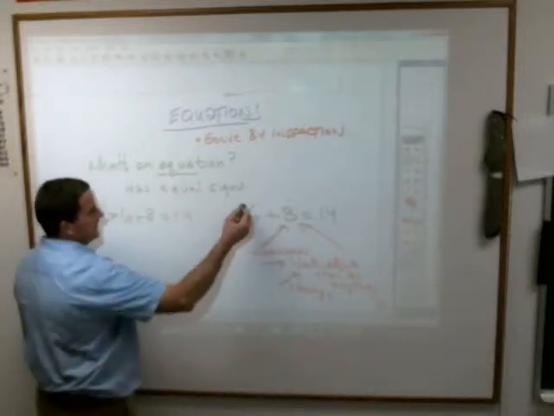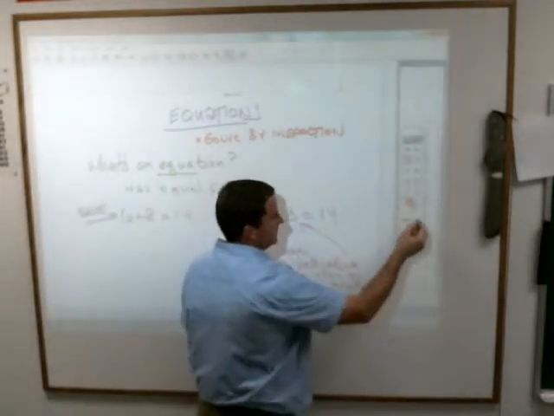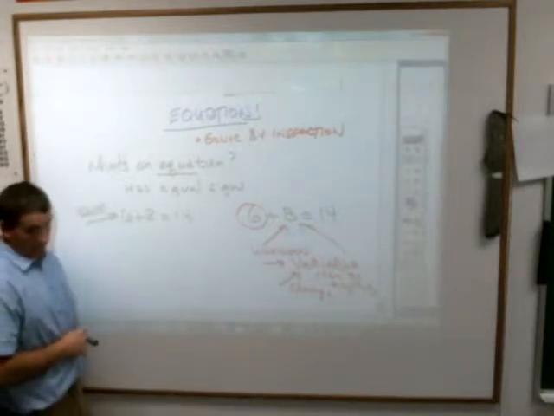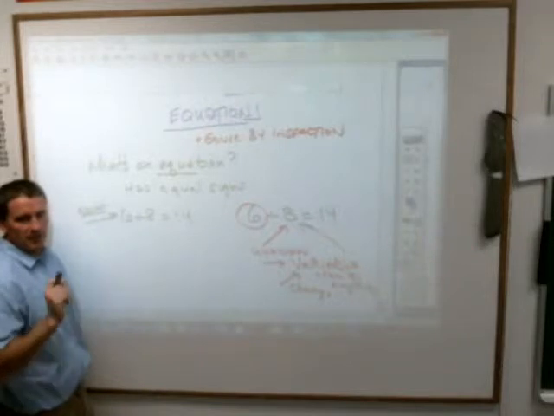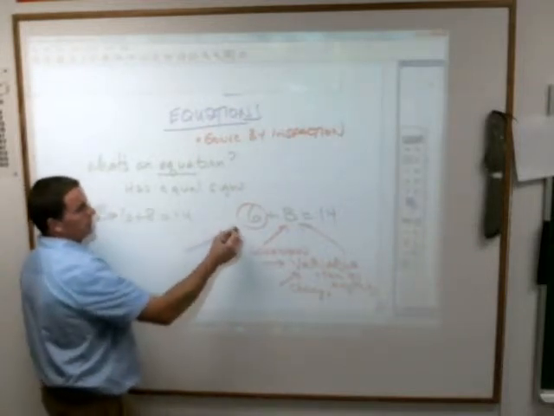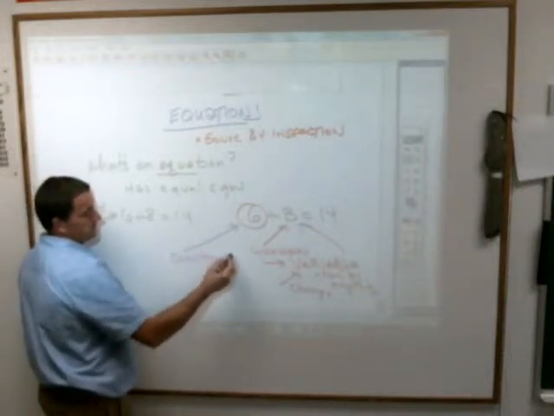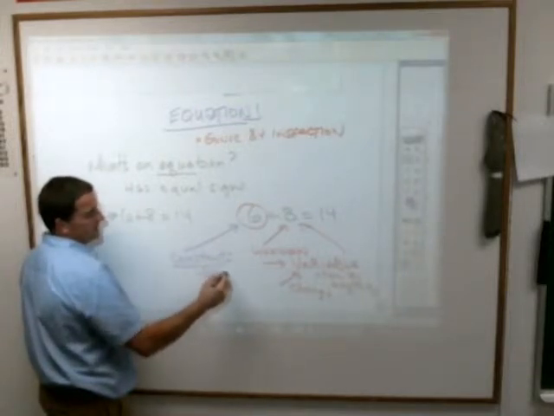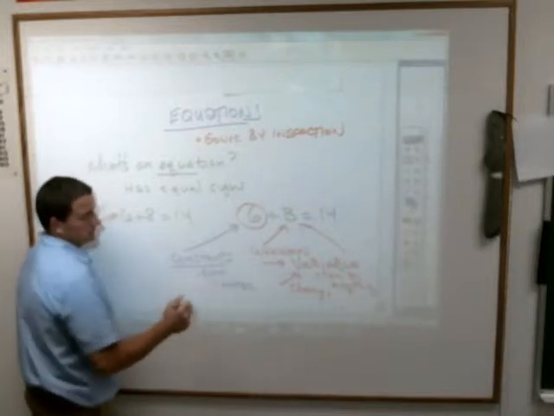Now, the number 6 is not a variable. The number 6 never changes. It stands for the same thing. Anybody know what that's called? The letter B is a variable. Letters are variables. Things that don't change are called constants. If something is constant, it doesn't change ever.